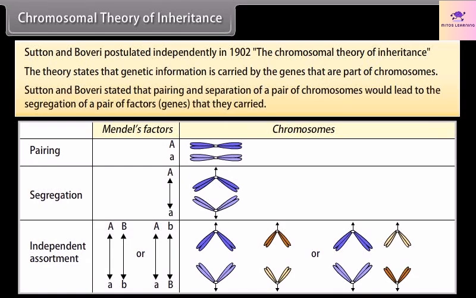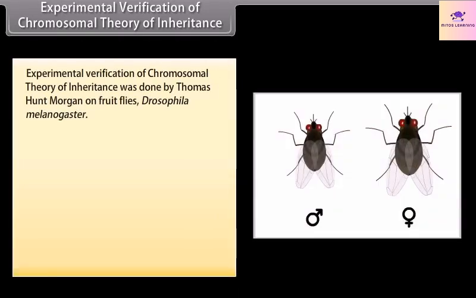Sutton and Boveri stated that pairing and separation of a pair of chromosomes would lead to the segregation of a pair of factors, that is genes, that they carried. Experimental verification of chromosomal theory of inheritance. Experimental verification was done by Thomas Hunt Morgan on fruit flies, that is Drosophila melanogaster.